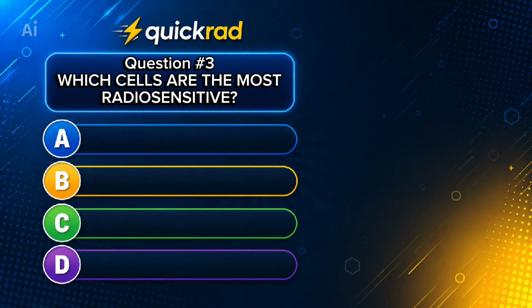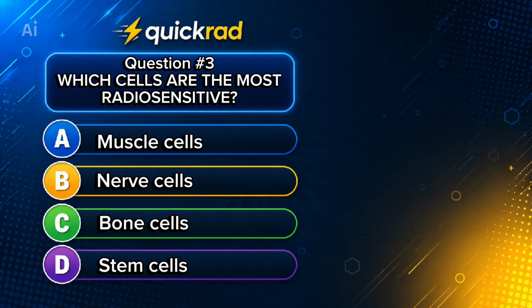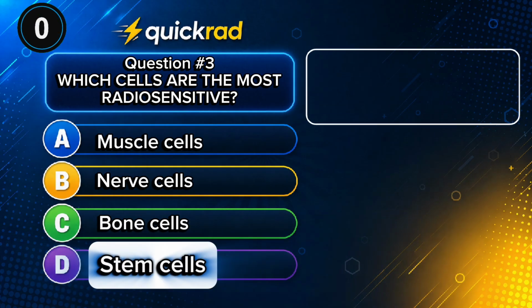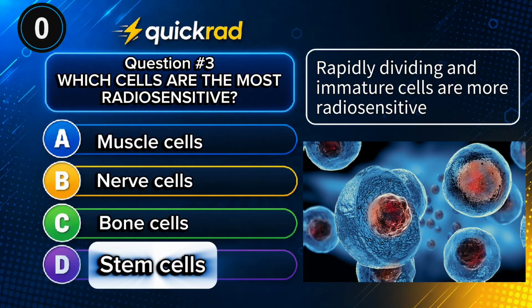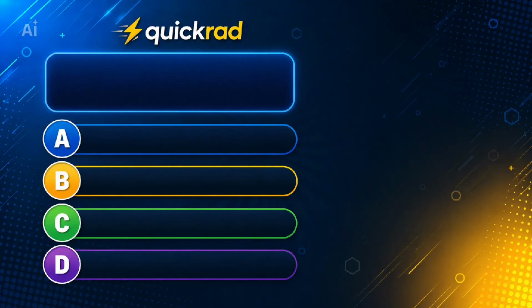Question 3. Which cells are the most radiosensitive? Correct answer D. Stem cells. Rapidly dividing and immature cells are more radiosensitive.